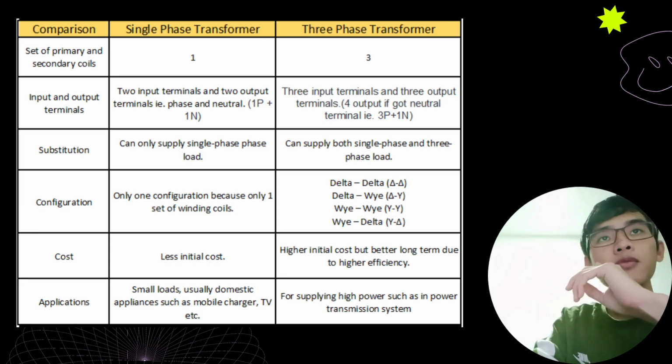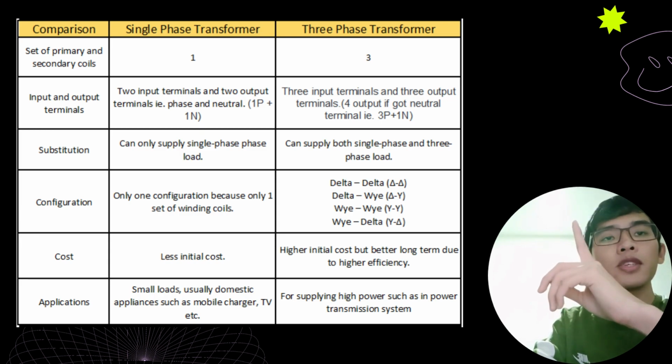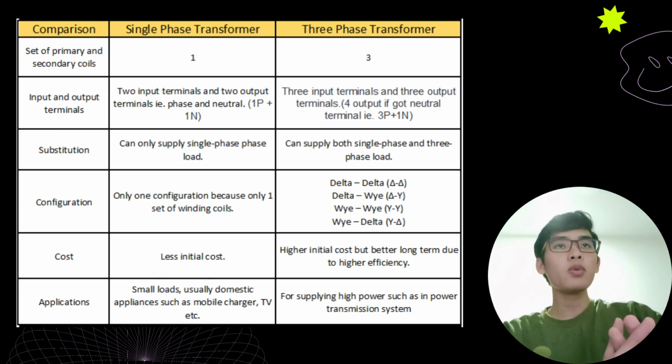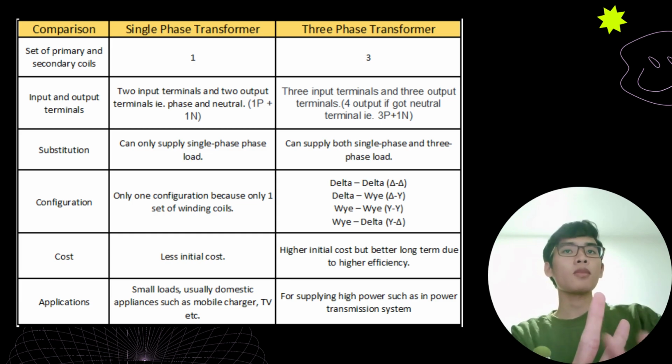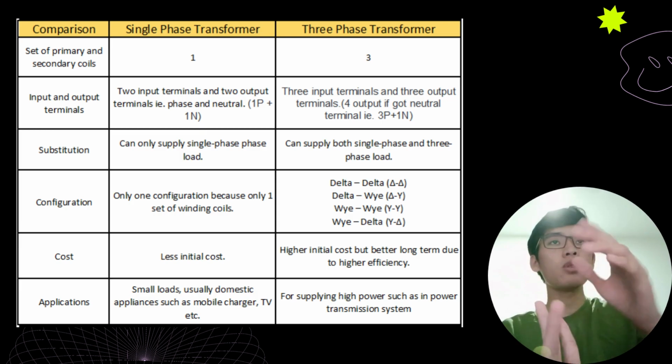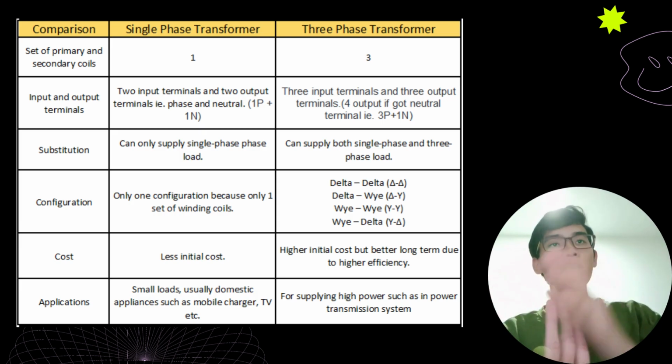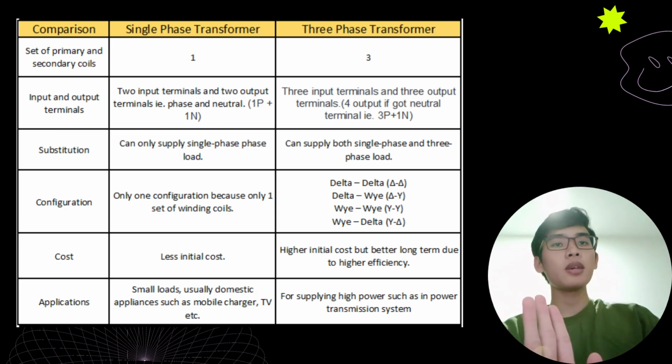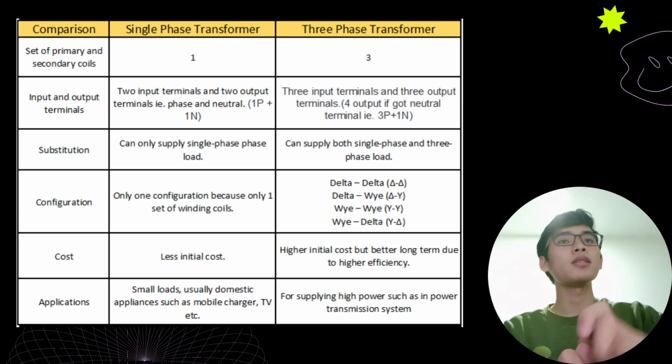A single-phase transformer can only output a single-phase load, but with a three-phase transformer, we can output both single phase and three-phase, whichever we need. For the cost, a single-phase transformer is obviously cheaper compared to three-phase, but in the long run, a three-phase transformer will be better economically because it has higher efficiency.